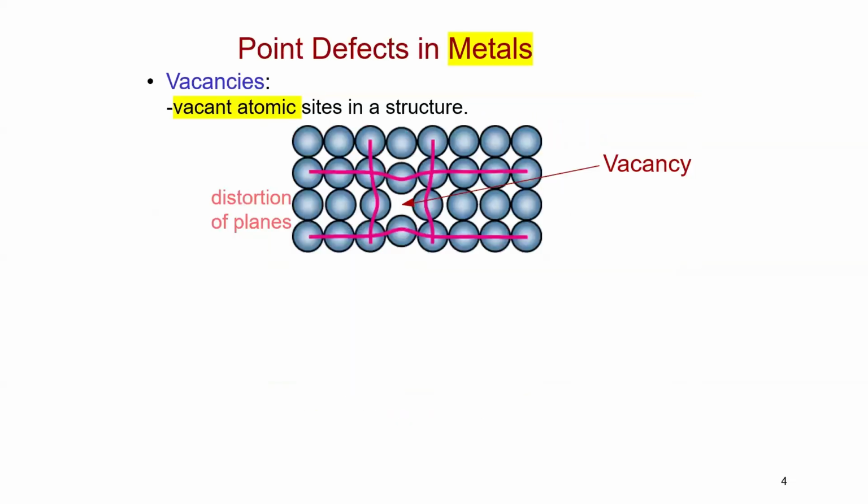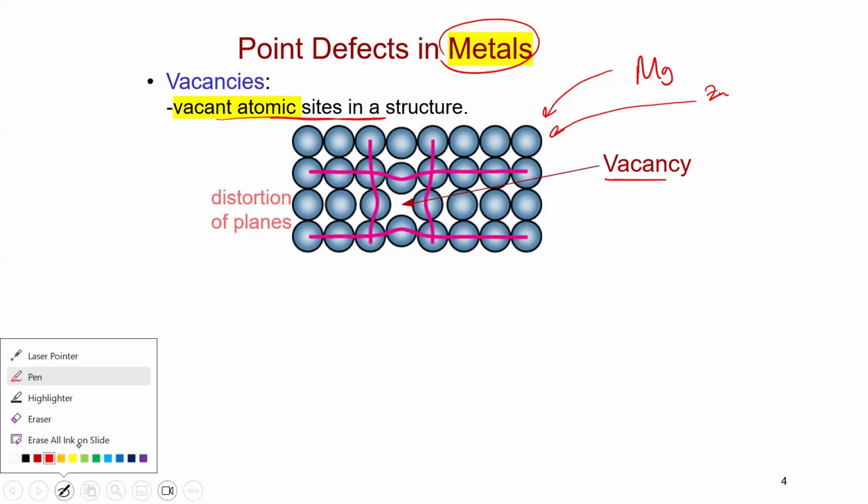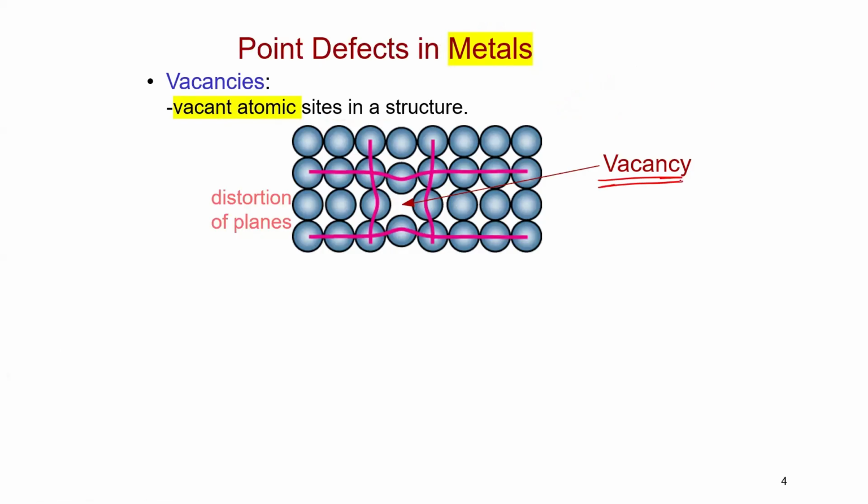Okay, let's start with the point defects in metals. Metals can have vacancies. We can see a missing atom, a vacant atomic space. This is a vacancy. Metals have just one element, so it can be magnesium, where all the atoms will be magnesium atoms, or else zinc, where all the atoms will be zinc atoms. That's why we have the same colored spheres here. This we call a vacancy defect.